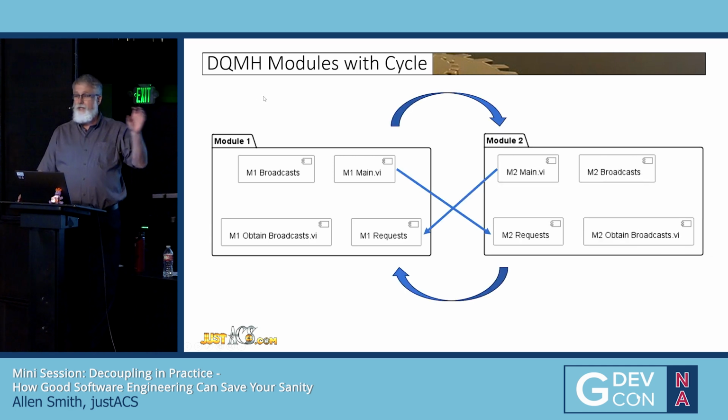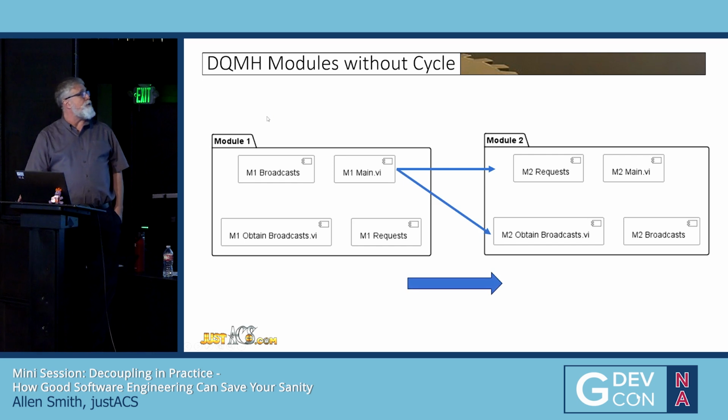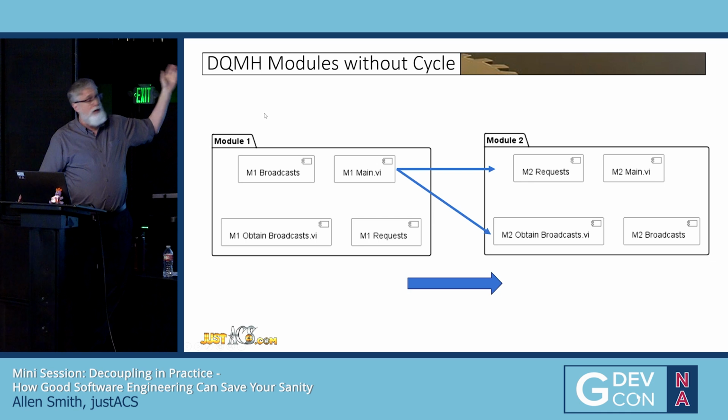We want to break that because, again, a DQMH module, as we saw, is a library full of, it turns out, classes. And so that can get really wicked as well. So the answer here is to make sure things go in one direction and one direction only. M1 here can call module 2 requests. And it also registers for broadcasts from module 2, but that means it's calling, this is all the VI calls. I mean, logically, the data's moving back and forth and there's a cycle. But in terms of VI calls, everything's going from 1 to 2, and that's what we want.